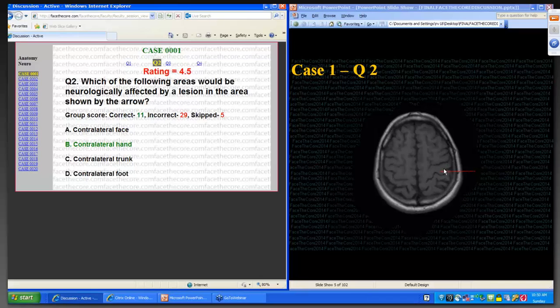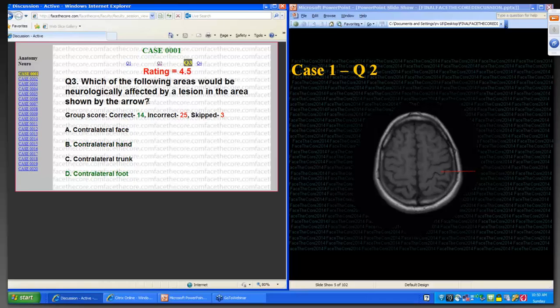This gyrus specifically, when it has this little convex posterior margin, is referred to as the omega gyrus, and that corresponds to the hand knob of the motor strip. And we know that there's a decussation of the corticospinal tracts, so if there was a lesion, be it an infarct, a tumor, or other processes, you would have a lesion that would affect the contralateral hand. So therefore the correct answer is B in this situation.